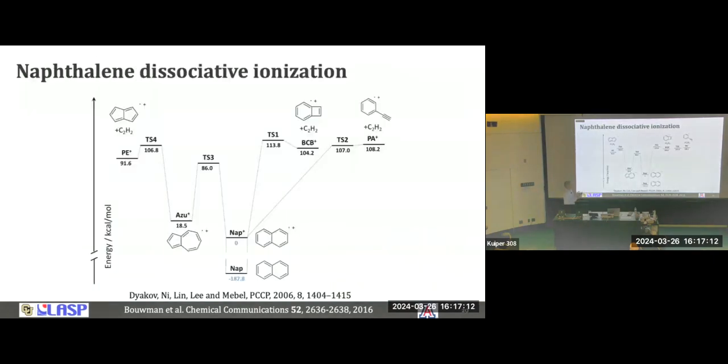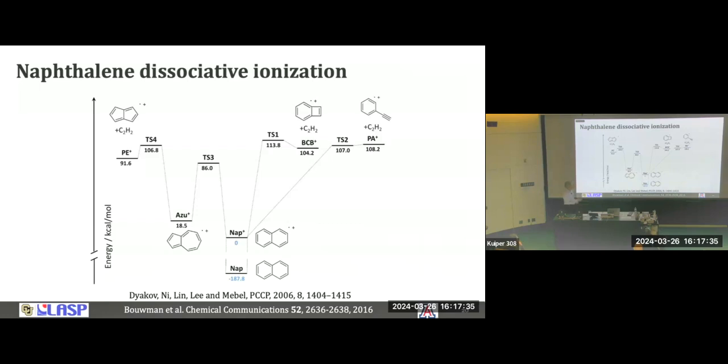Now, this was the first system that we studied, which obviously is one of the simplest PAHs. It's a basic aromatic molecule called naphthalene. And it was interesting because in the literature, a lot of people did computational studies, but nobody ever managed to do any experiments to try to figure out what the species is that you form when you dissociate it.